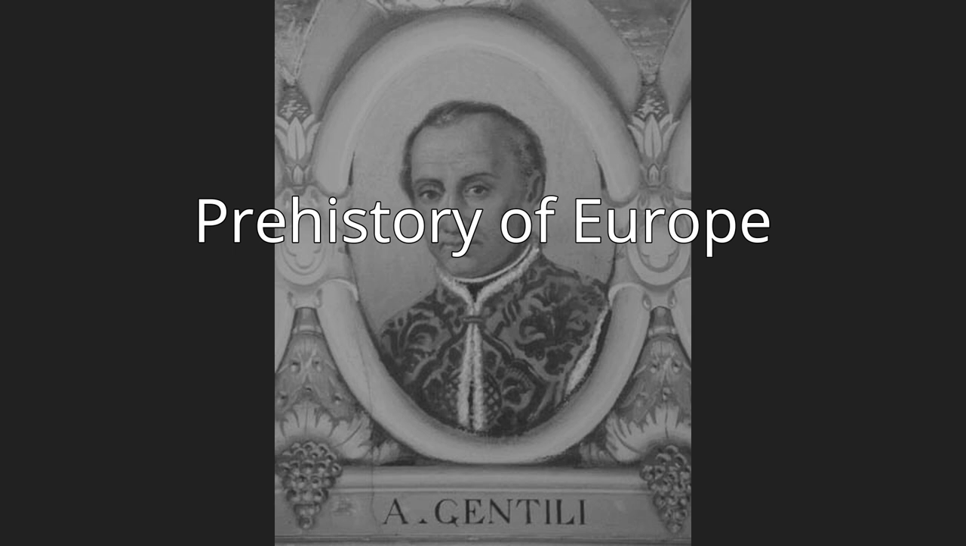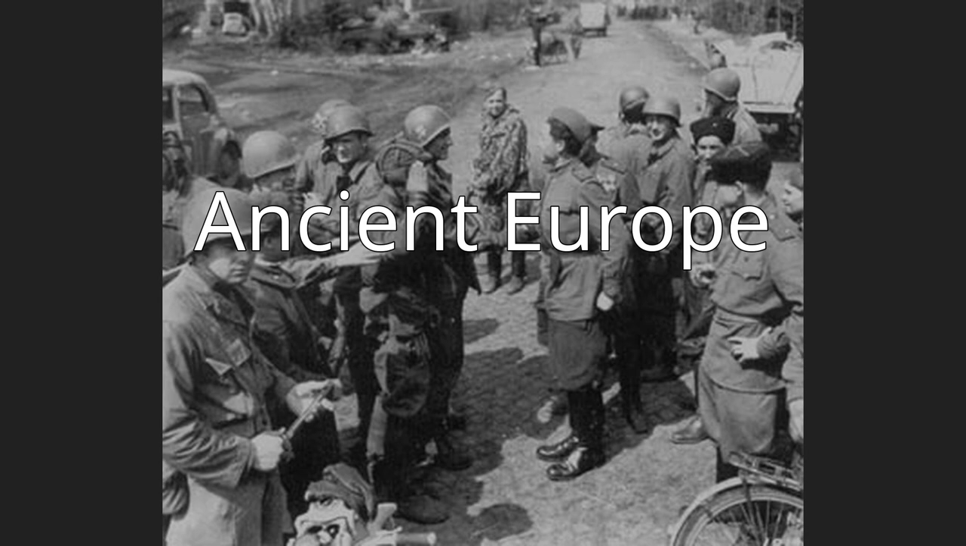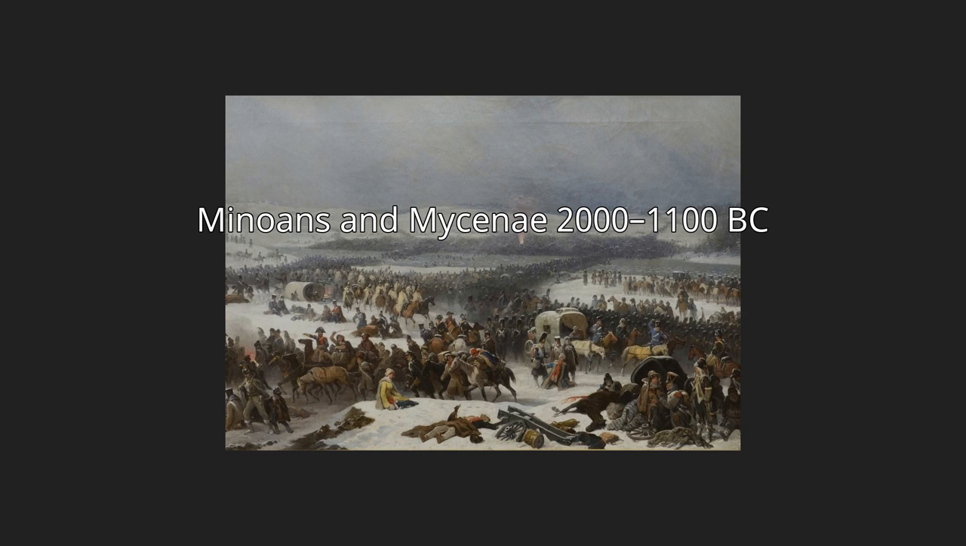Ancient Europe. Minoans and Mycenae, 2,100 BC. The first well-known literate civilization in Europe was that of the Minoans. The Minoan civilization was a Bronze Age civilization that arose on the island of Crete and flourished from approximately the 27th century BC to the 15th century BC. It was rediscovered at the beginning of the 20th century through the work of the British archaeologist Arthur Evans. Will Durant referred to it as the first link in the European chain.